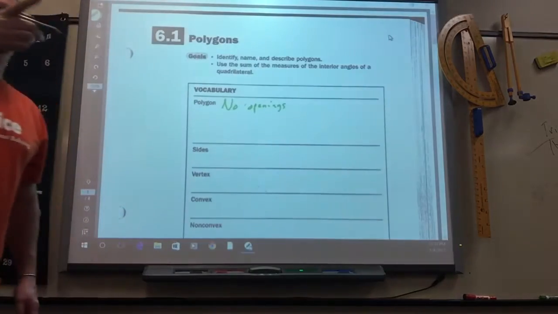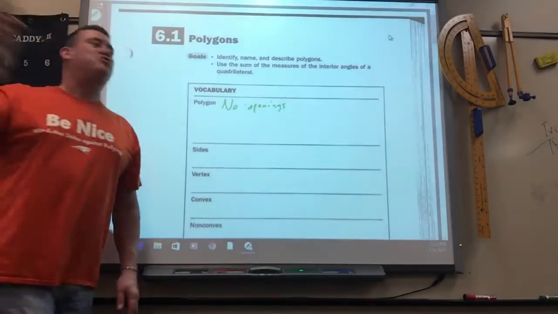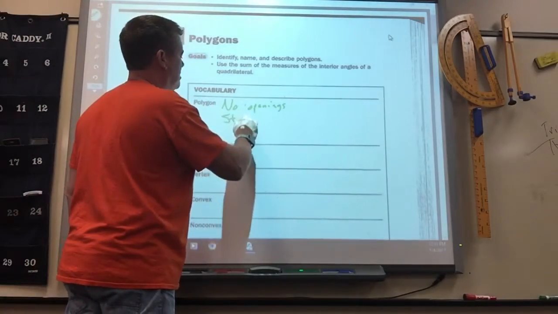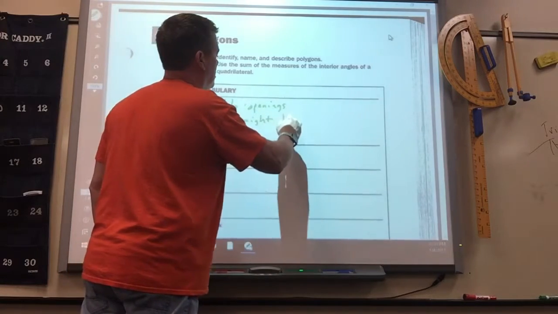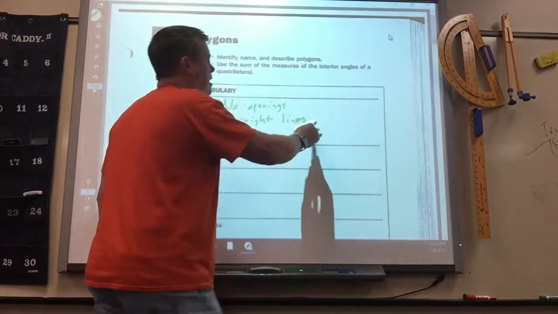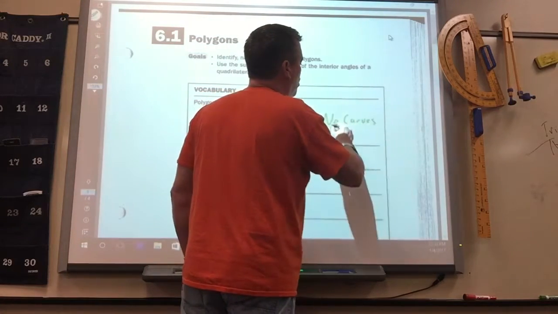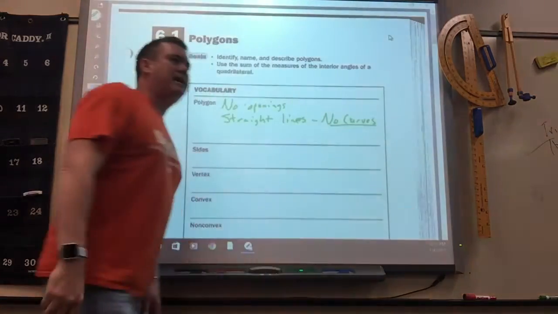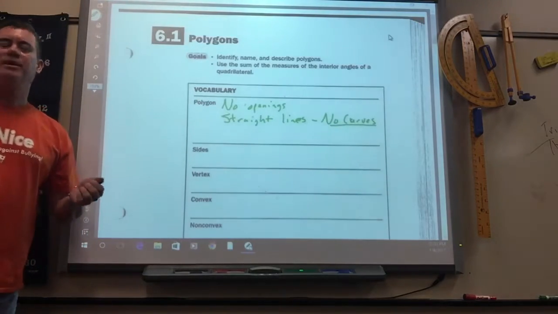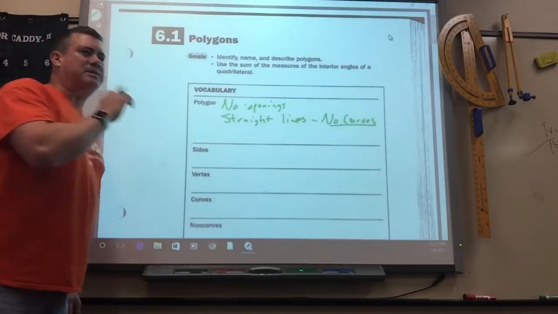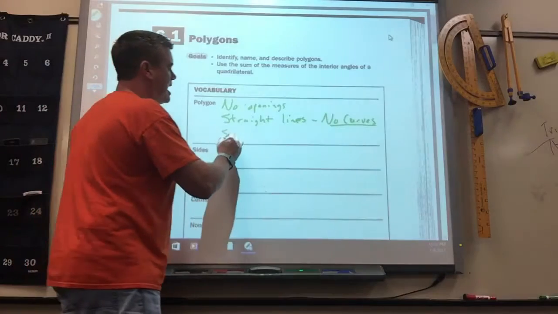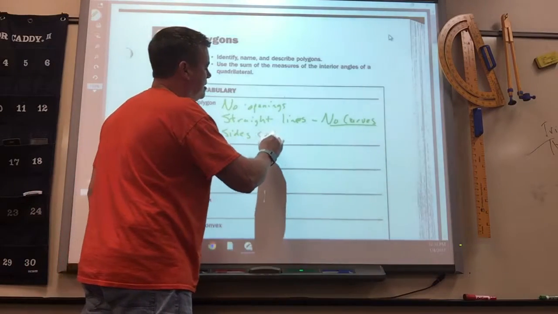Claudia, what did you say? Okay. Straight lines. Okay, so that means you can't have no curves. If it's got a curve in it, it's not a polygon. Now the other one that's not as common, but sides can't intersect.